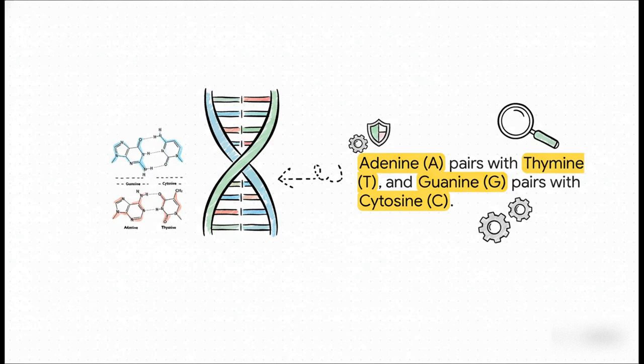The 2 strands are held together by a very strict pairing rule. Adenine, or A, always pairs up with thymine, T, and they're connected by 2 hydrogen bonds. Meanwhile, guanine, G, always pairs up with cytosine, C, forming a slightly stronger connection with 3 hydrogen bonds. This specific pairing is the absolute key to DNA's stability and, as we'll see, its ability to be copied perfectly.